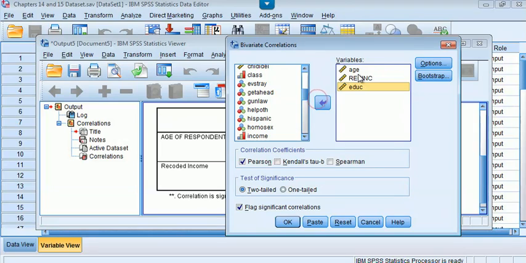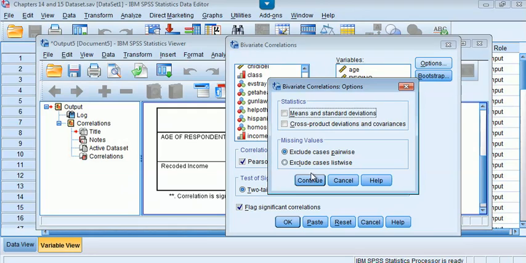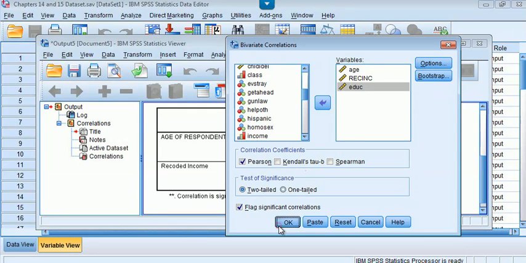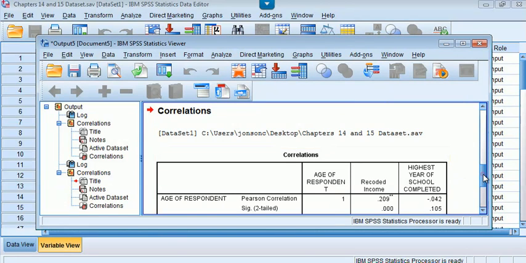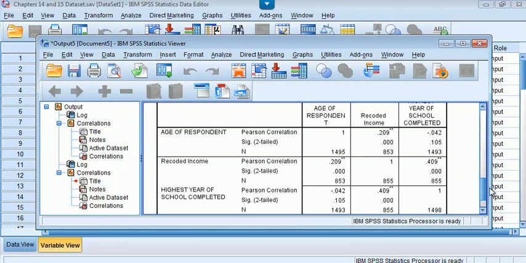So click there. So you will see now that there's 3 variables here. Click OK. The options should stay the same, the pairwise. Click Continue, then click OK. And you'll see we now have a larger correlation table. Let me expand this real quick for you guys.